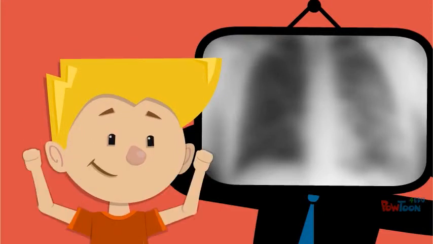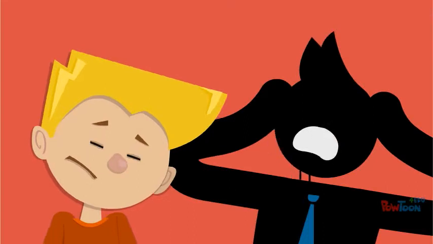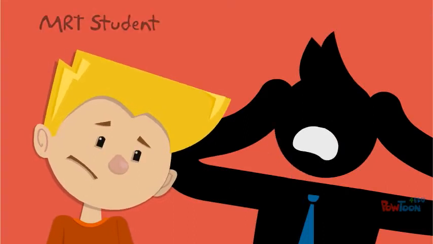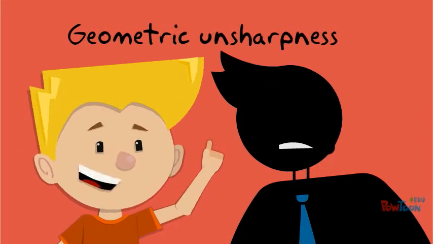Crikey, that's a nasty case of lupus you got there. That's not lupus, that's a blurry image. What are you doing? You have no clue. You're a student, aren't you? These images are terrible, they're all blurry. Actually, that's not blur. That's geometric unsharpness.